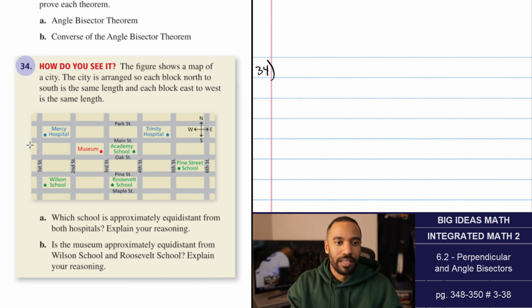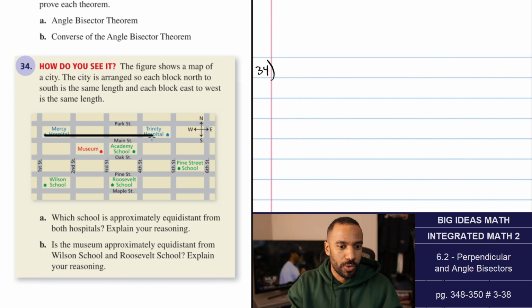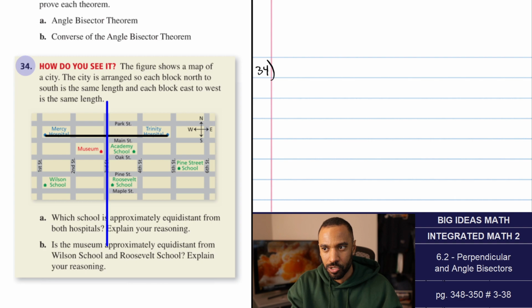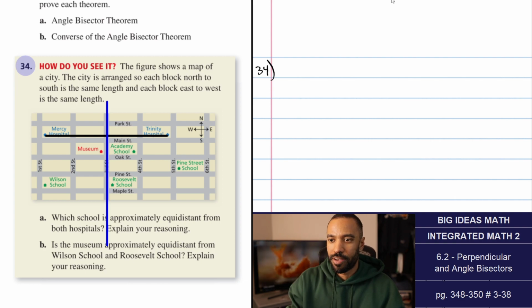Let's say that we drew a segment between these two hospitals. I'm going to draw my best perpendicular bisector to these hospitals as possible. So, for example, my best perpendicular bisector would have been this one right here. So which school is approximately equidistant from both hospitals? The one that's closest to this perpendicular bisector here. That's Roosevelt School.